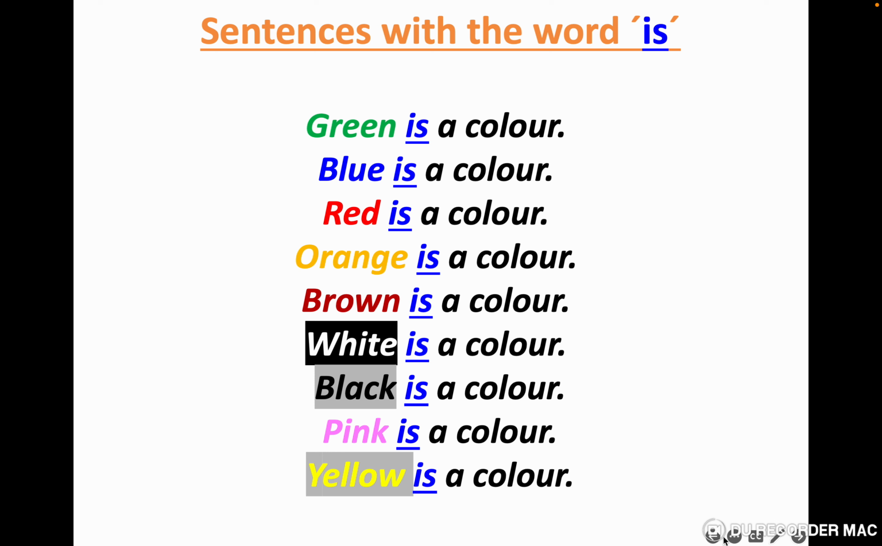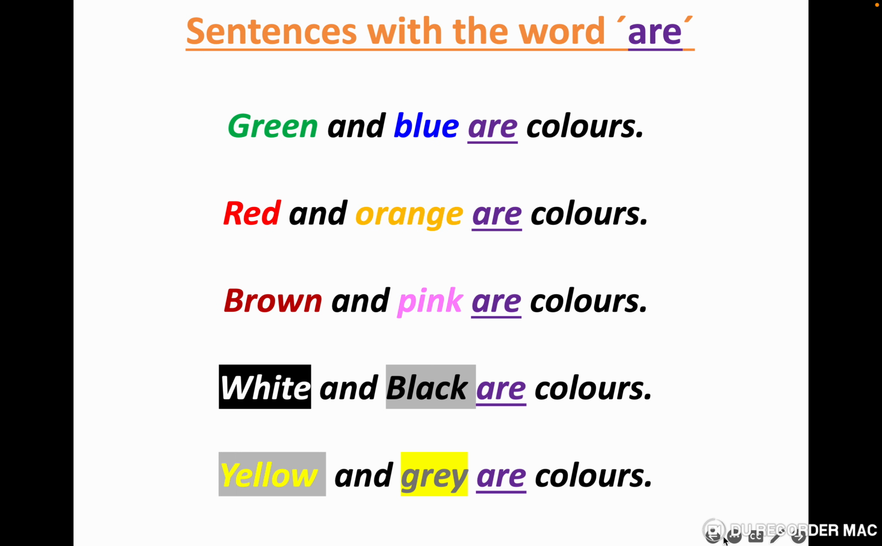Some student may ask why we write color with U, because sometimes it is written without U. So color with U is British English. Color without U is American English. That's the difference. So for me, I am using British English. So if you write it without U, it's American English. For me, both of them are correct. Let's continue.